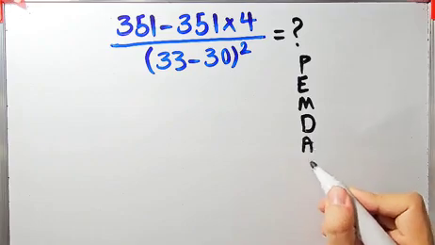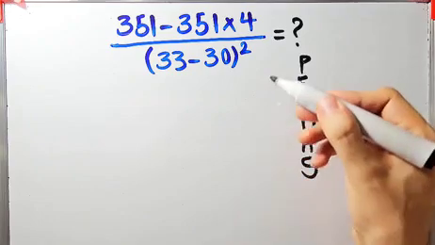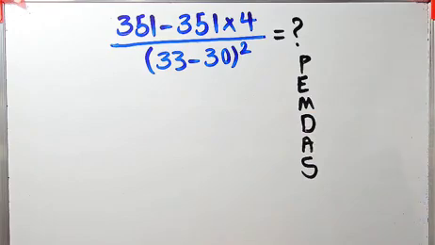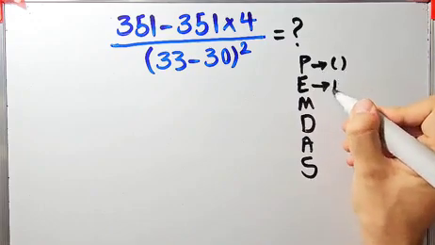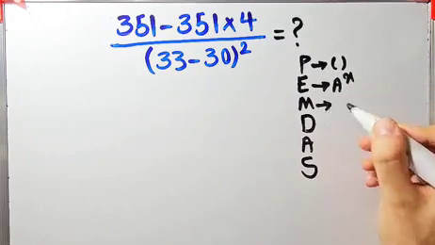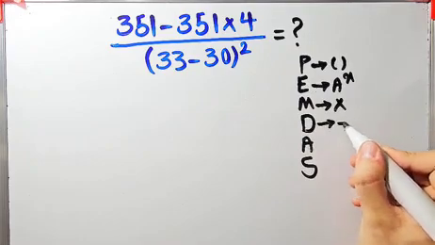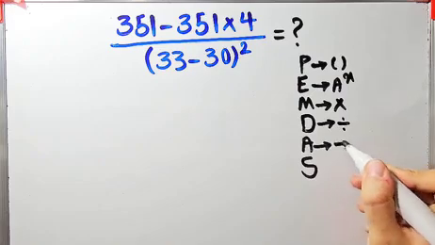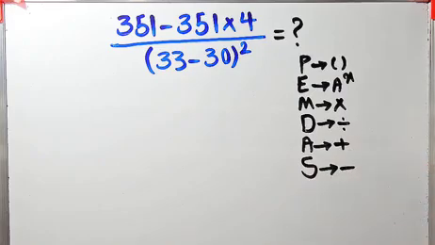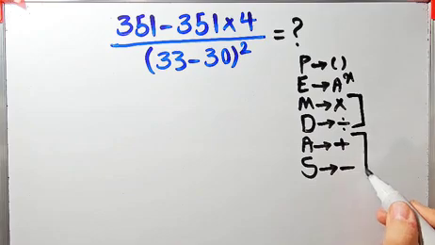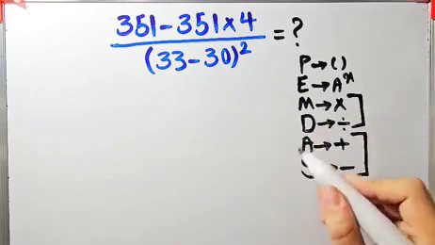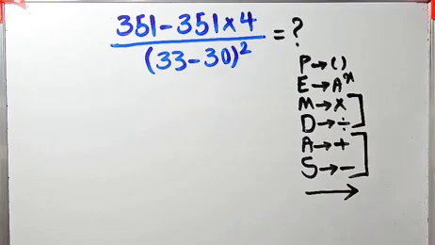PEMDAS shows the priority of the mathematical operations, and if you don't pay attention to the PEMDAS rule, you get the wrong answer. In the PEMDAS rule, P stands for parentheses, E stands for exponent, M stands for multiplication, D stands for division, A stands for addition, and S stands for subtraction. Multiplication and division have the same level of priority. Also, addition and subtraction have the same level of priority. When we have both in an expression, we start from the left and simplify the question. Okay guys, let's simplify and solve this question step by step together.